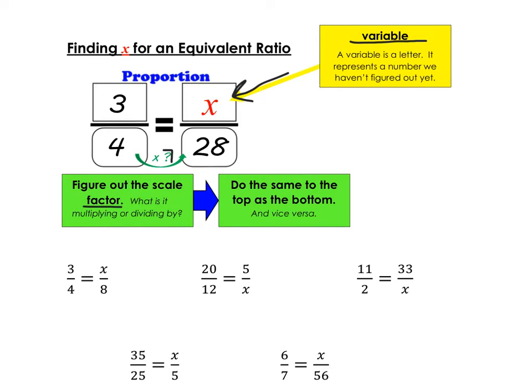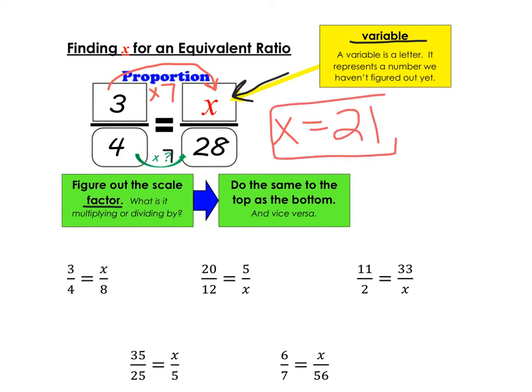So we're going to do the same thing here. If we're multiplying the bottom by 7, we're going to come up to the top and multiply it by 7. So 3 times 7 would be 21. So the value of x, our variable here, is 21. Okay, let's do a few more examples.